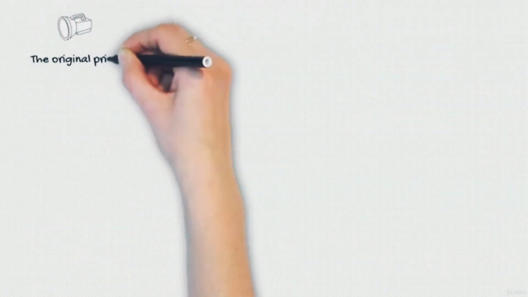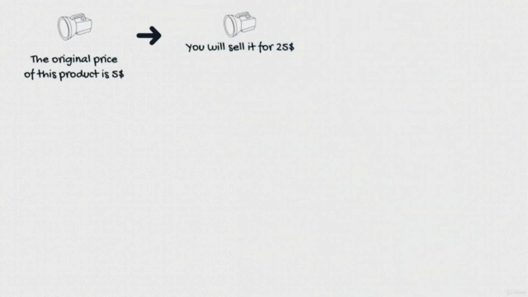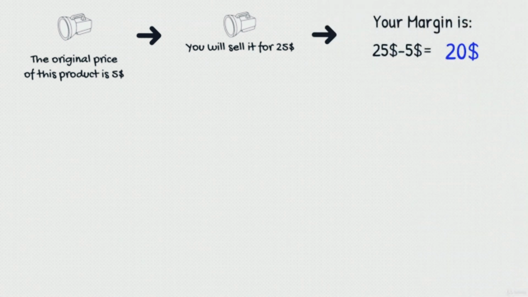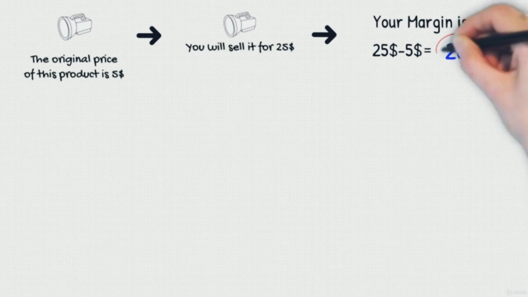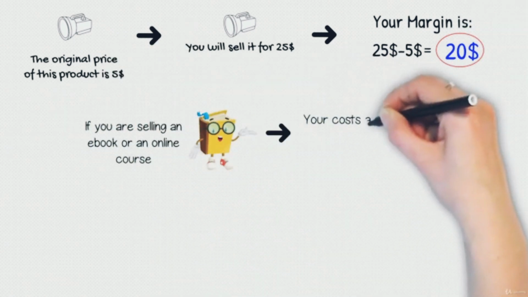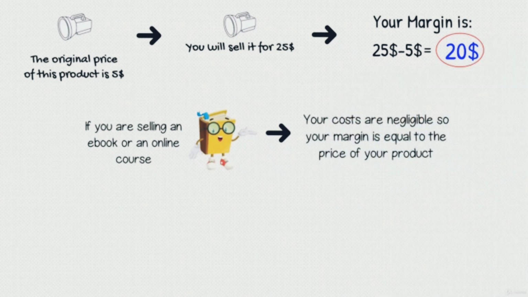Let's say you are selling a product and this product costs you $5. So you want to sell this product for $25. This means that your margin is $20. Now, in case you are selling an ebook or an online course, your costs are negligible. So your margin is equal to the price of your product. If you are selling a $20 ebook, you can consider your margin as $20.